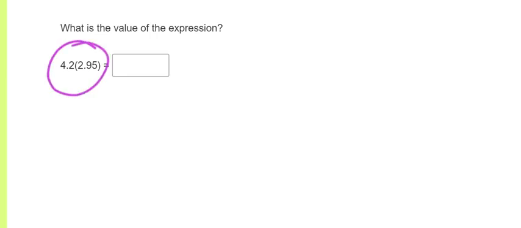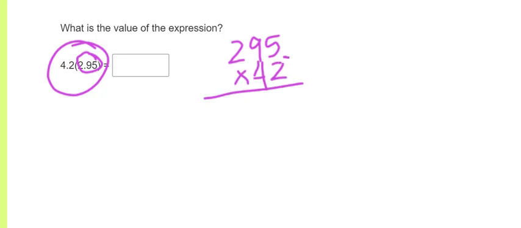We're multiplying with the parentheses and the number outside the parentheses. So there's 29.5, which is the longer number. Notice I'm going to ignore the decimal for right now. I know that I'm multiplying 42 times 295. So let's focus on the multiplying, the 2-digit, 3-digit number. 2 times 5 is 10, carry the 1. 2 times 9 is 18, plus 1 is 19. 2 times 2 is 4, plus 1 is 5.